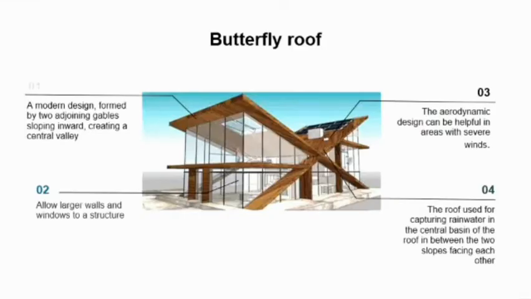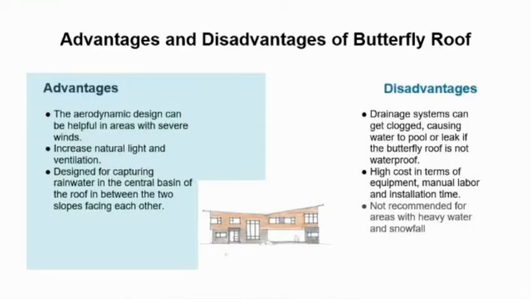First, the butterfly roof. A butterfly roof is a modern design made up of two inward sloping gables. A butterfly roof looks like the wings of a butterfly lifting upwards. Because of their unique design, butterfly roofs have a number of advantages and disadvantages that other types of roof don't have. First, due to the aerodynamic structure, a butterfly roof can resist wind damage from heavy storms and coastal winds.